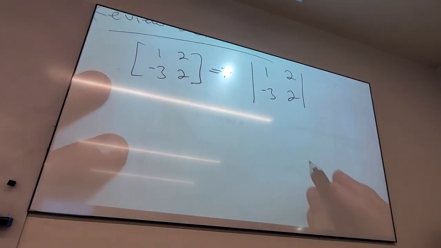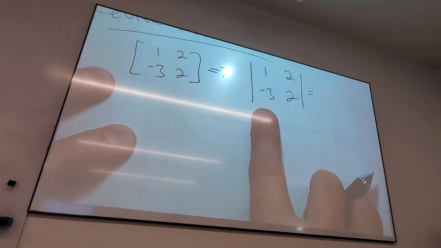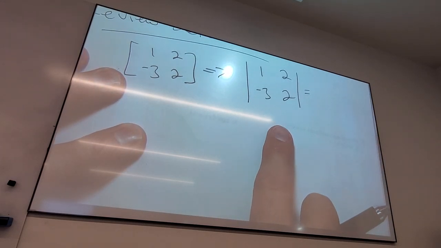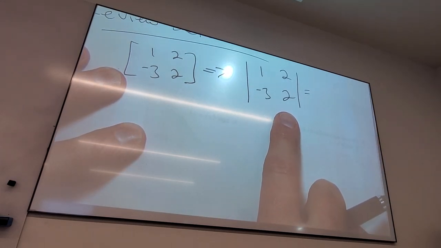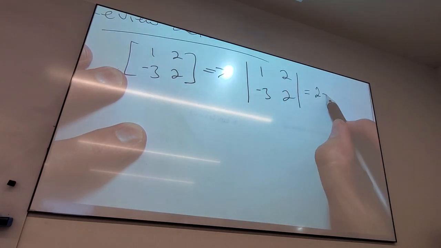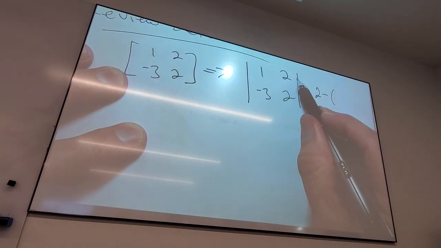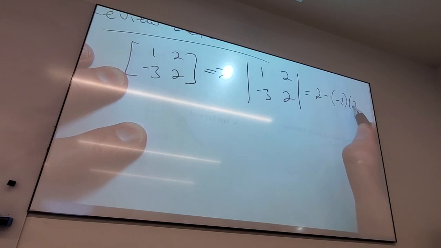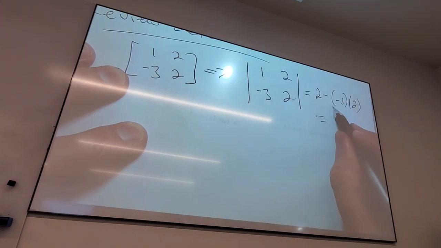So I think one person said they know how to do the determinant. I don't know if I want to put you on the spot. How would you figure out this guy's determinant? Yeah, so it'll be 2 times 1 minus -3 times 2. So then you get 2 plus 6, you get 8.